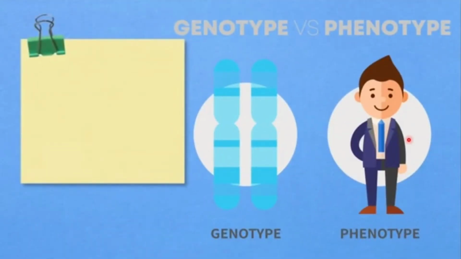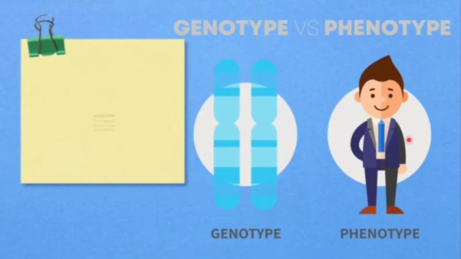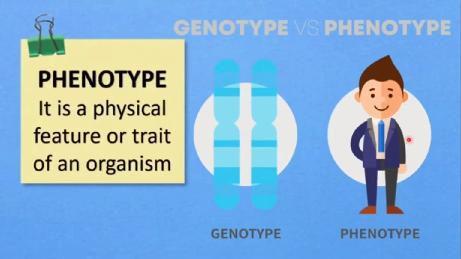Next, I know that you are all familiar with genotype and phenotype. Now let us differentiate them. First up, genotype. It is the genetic makeup of organism. It is the combination of two alleles. While the phenotype is the physical appearance or the physical feature or the trait of an organism.